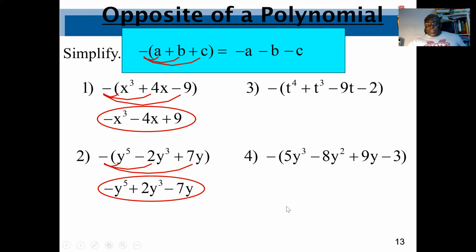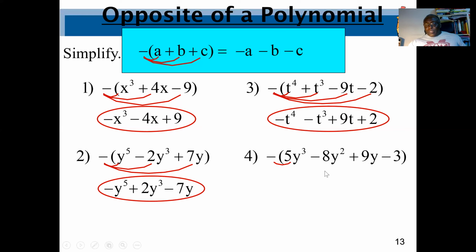And question number 3, the same thing again, the signs will change. So I have positive t to the power 4, so that will give me negative t to the power 4. Another positive t to the power 3, that will give me negative t to the power 3. Negative 9t, so that will give me positive 9t. Negative 2, so that will give me positive 2.